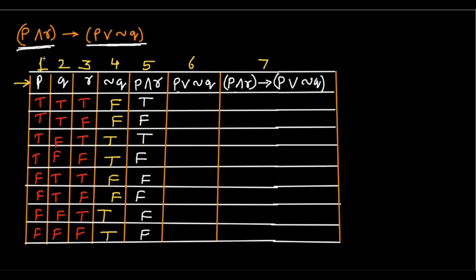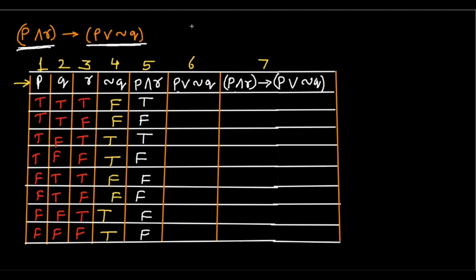P is the first column and negation Q... I'm sorry, I think I said negation R. It is negation Q. The fourth column is P or negation Q. I have the disjunction of these two columns. So how do I go ahead?